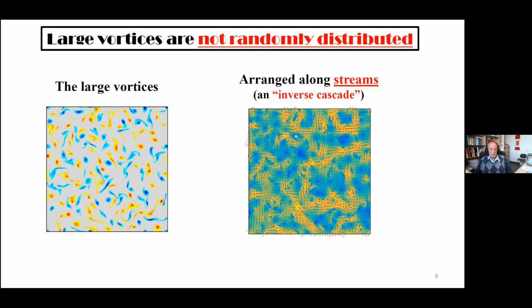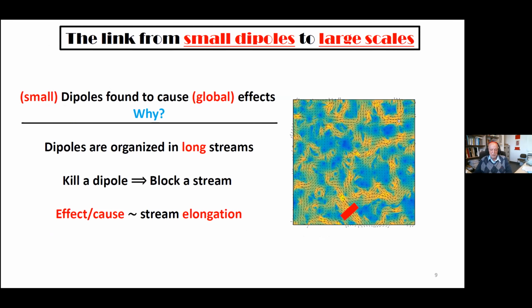And these long streams are now large. The reason that these streams are elongated and large is that there is an influence of the small scales into the large scales. Because if you think of it, you have this system of streams and dipoles, and you do something with the dipole here.